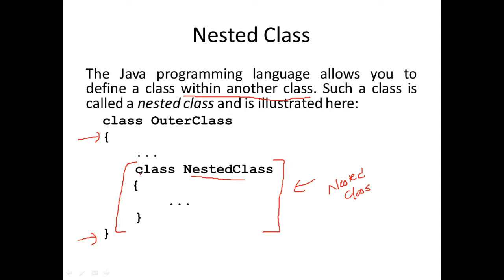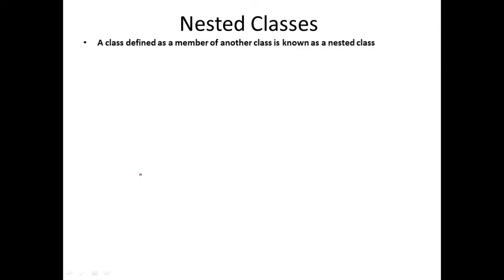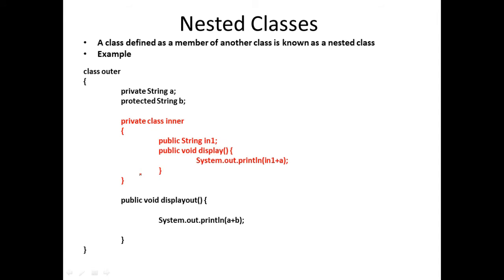You may be wondering why we need this kind of a concept. What is the need for us to embed a class inside another class? So I have given an example here. You have this outer class. This class actually has another class defined within it. This is the class inner. This entire class is nested within the class outer.